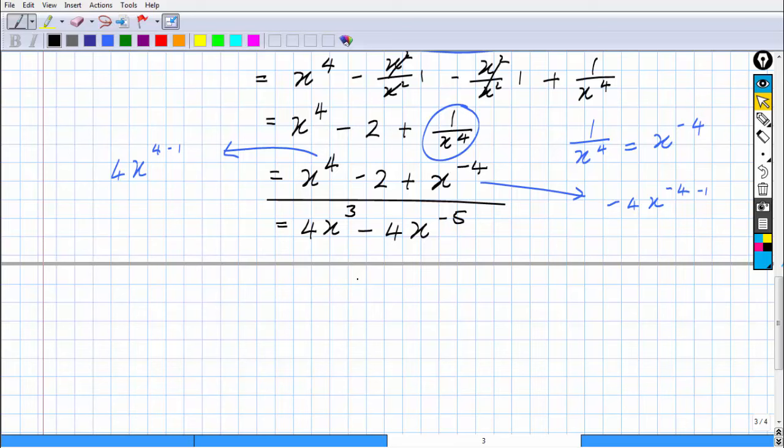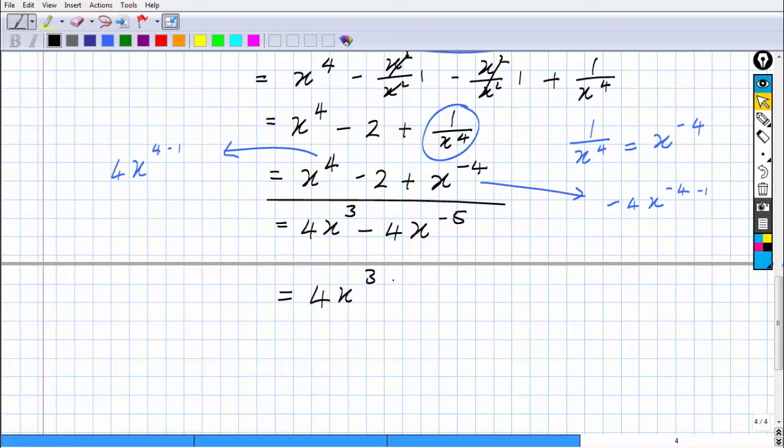And they don't like it written like that. You must always have a positive exponent. So we end up with 4x to the 3 minus 4 divided by x to the power of 5. And that's what we're left with. Okay, so I would always recommend writing it with a positive exponent, but yeah, it's up to you, but I would recommend it.